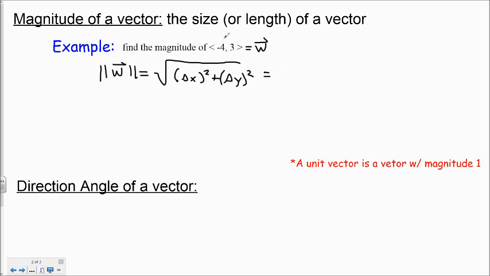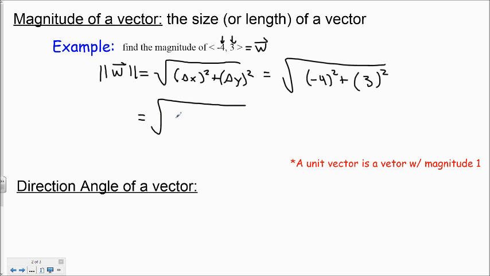For my specific case, the change in x values is just the x component of the vector, so this will be -4 squared plus the change in y values, the y component of the vector, 3 squared, which gives me the square root of 16 plus 9, which is just the square root of 25, or 5. So the magnitude of vector W is just 5.